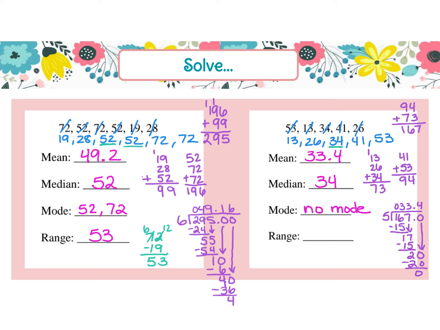And last, we'll solve for the range. I will subtract my smallest value from my largest value, 53 minus 13. And when I do, I get 40. So the range for this data set is 40.